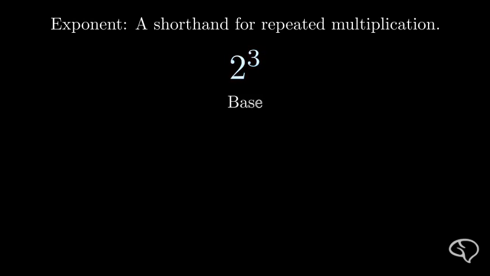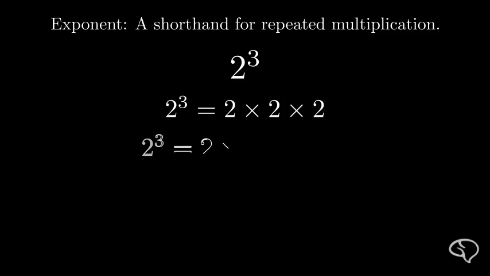In this expression, the large number, 2, is called the base. The small, raised number, 3, is the exponent. The base is the number being multiplied, and the exponent tells us to multiply the base by itself 3 times. So 2 to the power of 3 is equal to 2 times 2 times 2. And if we calculate that, 2 times 2 is 4, and 4 times 2 is 8. So 2 to the power of 3 equals 8.